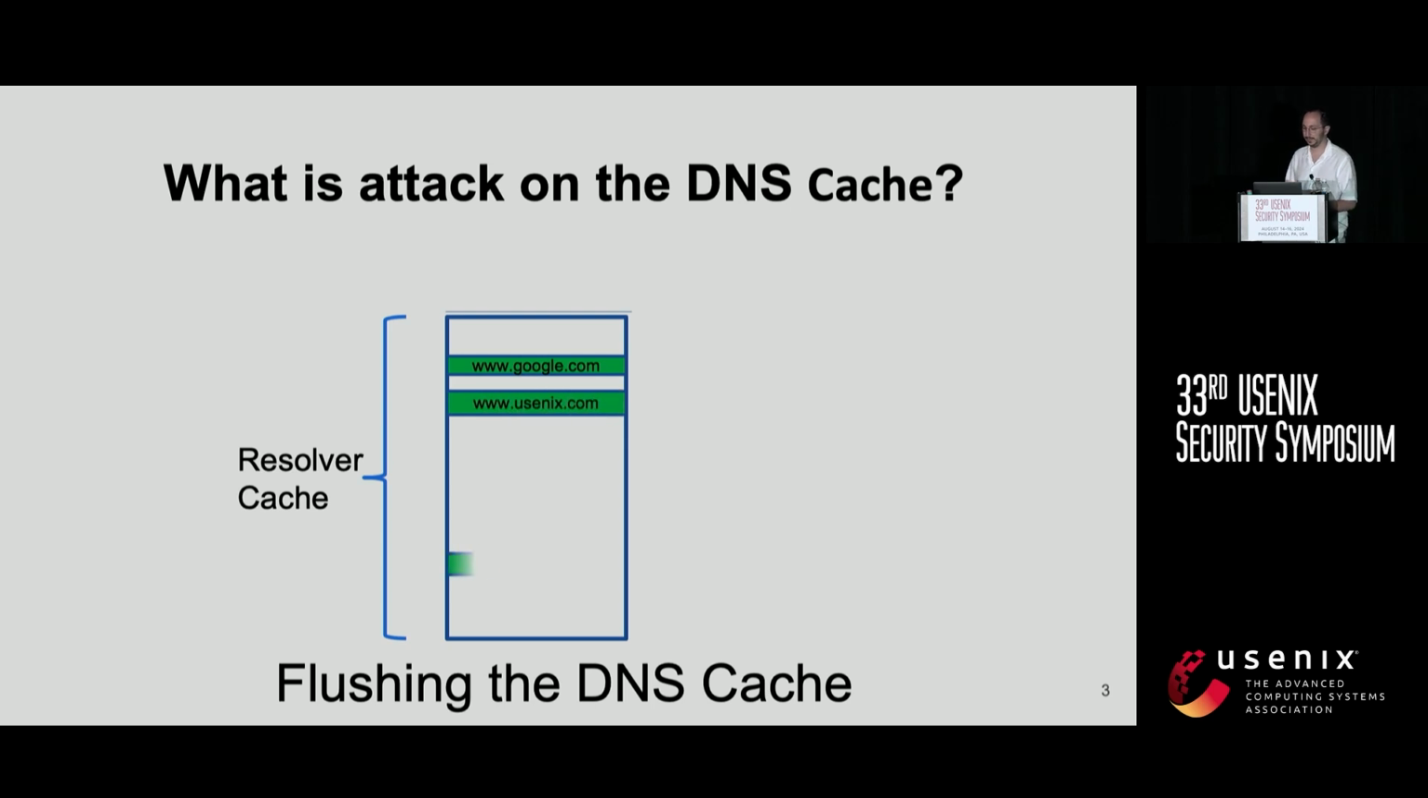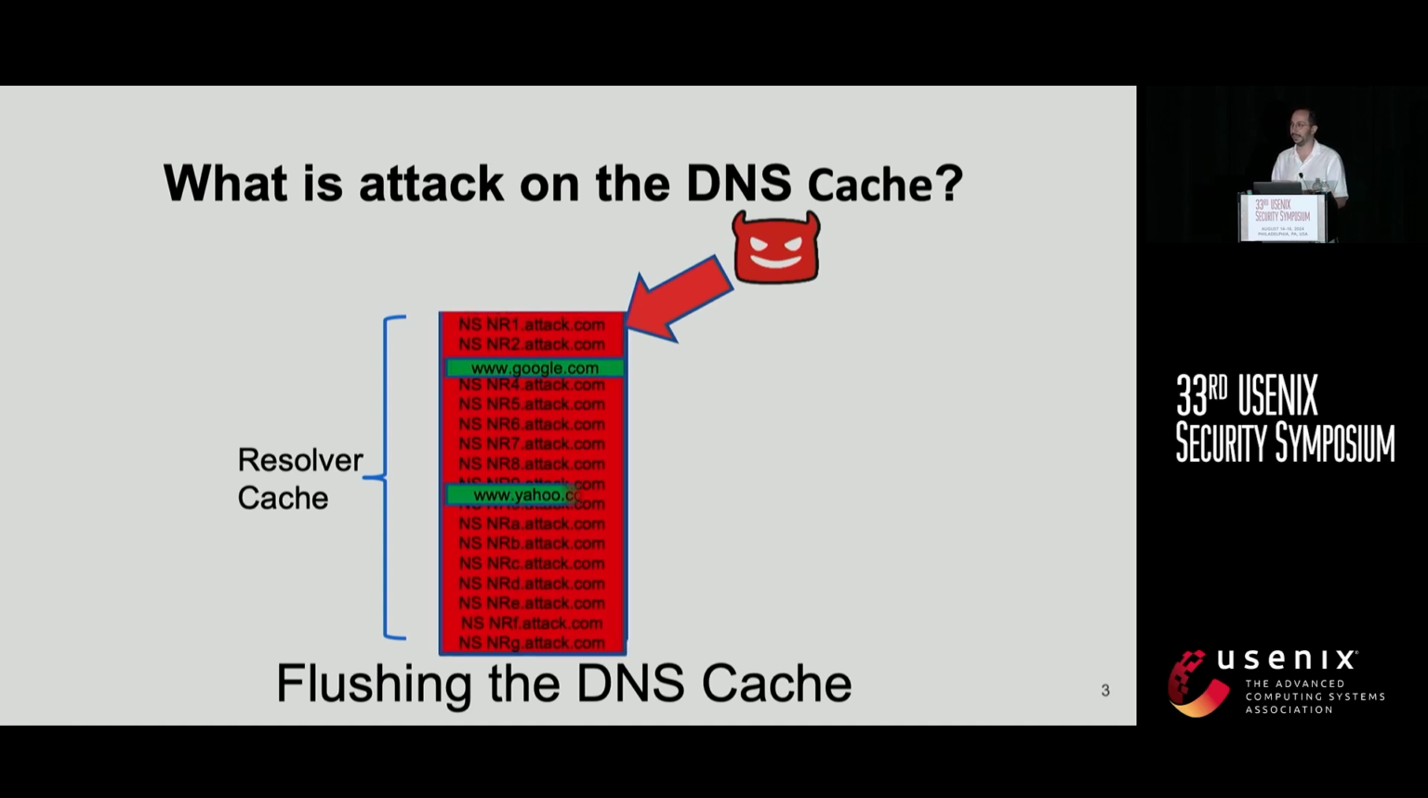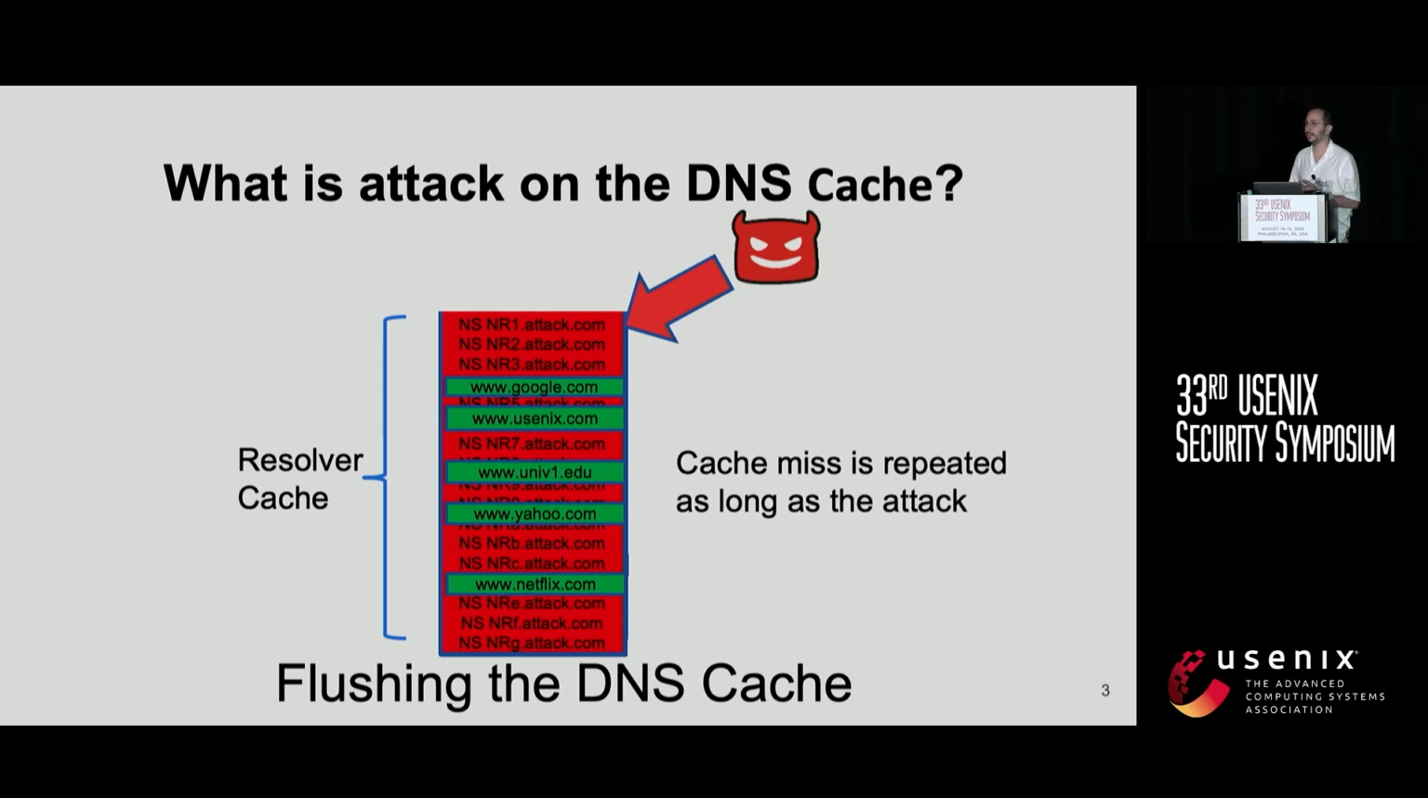So here is the example. You see the recursive cache, and you see the same domains being requested again and again. And here you can see the malicious attack that is flushing the cache. You can see that the same domains need to be requested again because they are not preserved in the cache. There is a cache miss that is repeated as long as the attack continues. That's what we call flushing the cache.